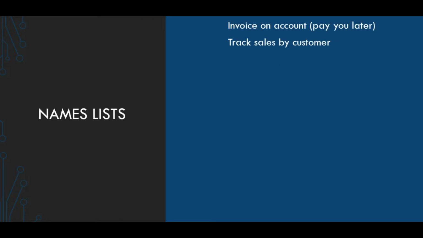Now, when you're using your customers, the only people that should be in your customer list is anyone that you are invoicing, so paying later, or tracking sales by customers. So you're tracking their sales. So it's always money coming in.